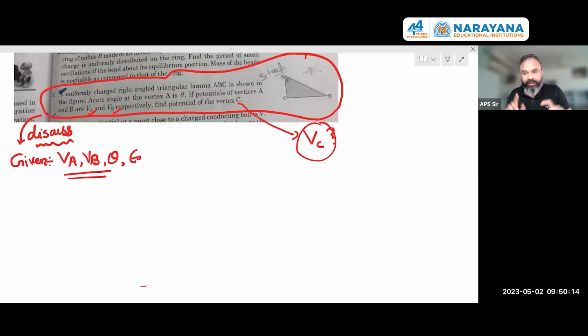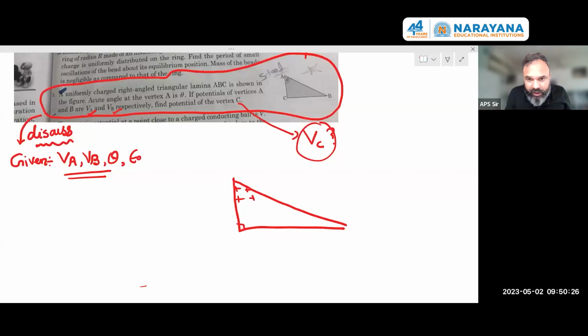There is a triangular sheet on which charge is uniformly distributed, so sigma is constant but not given. Charge per unit area on the sheet is constant but not given. But the potential is given at A and B, and it is asked at point C. Now, how to go about thinking in this problem?